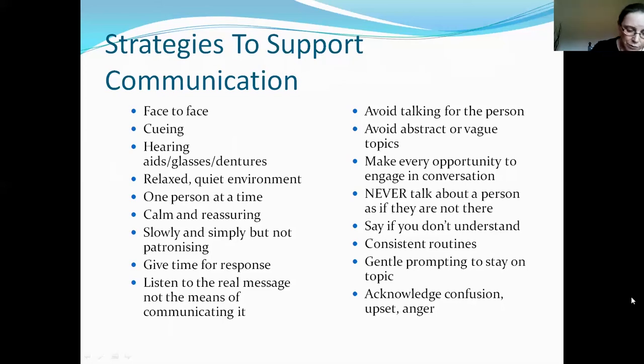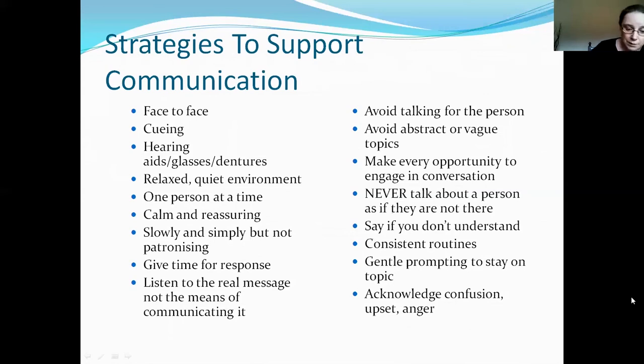Environment is very important. Try and keep it as quiet as you can, avoiding distractions, because people with Huntington's find it difficult to do two things at once. So walking and talking is difficult, or trying to chat when the TV is on, and make sure that you talk one at a time in a calm, relaxed way.